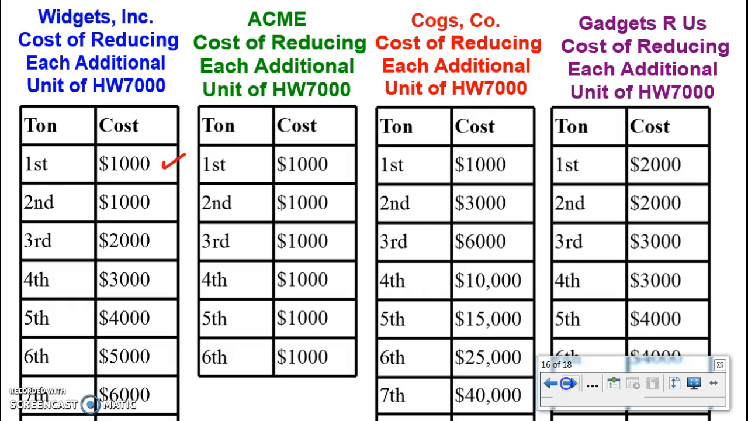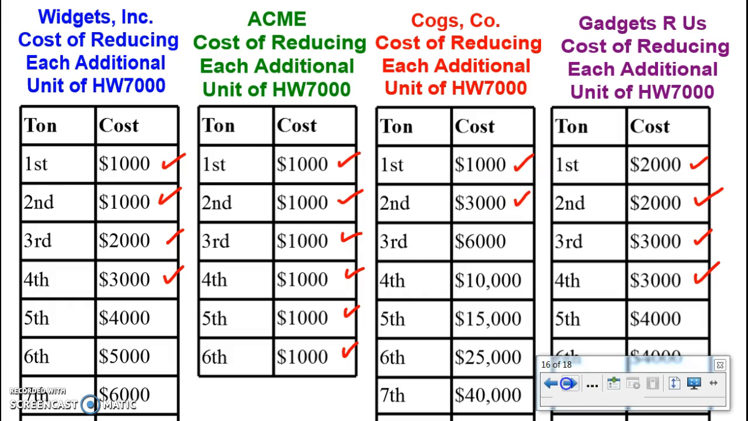Well, here's 1, 2, 3, 4, 5, 6, 7, 8, 9, 10, 11. Okay, now we're back to here. 12, 13, 14, 15, 16. We cleaned up half the pollution, and we did it in the most cost-efficient way possible. We don't force anybody to clean up a unit of pollution that costs $15,000 or $25,000 to clean up. This is the best outcome, but how do we get it?